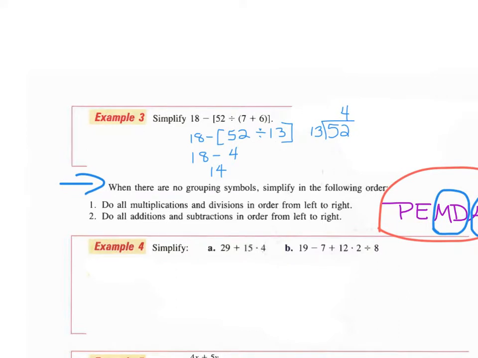Okay, so again, when there are no more grouping symbols, we're going to simplify. So here they've left out exponents, but that would be the next thing, and I know we haven't covered exponents, so that's why they're not putting it in our PEMDAS. But then you're going to always do the multiplication and division in order from left to right, and then after that, you're going to do all the addition and subtraction in order from left to right.